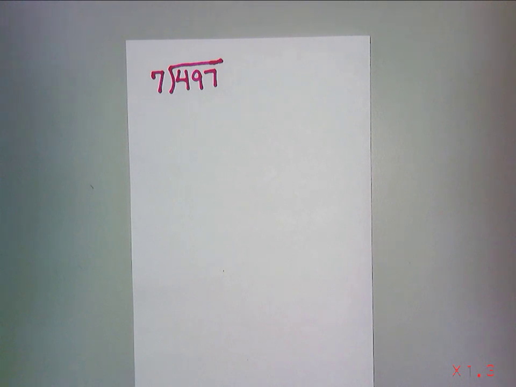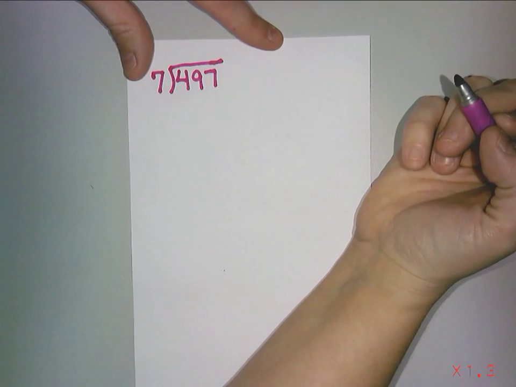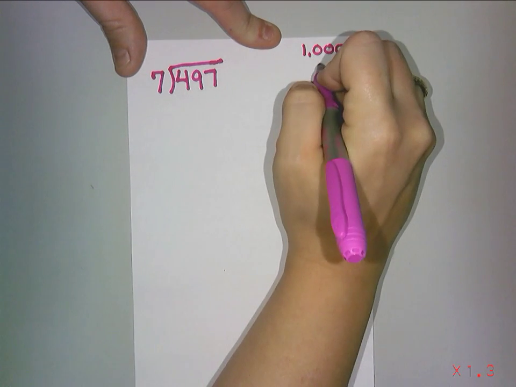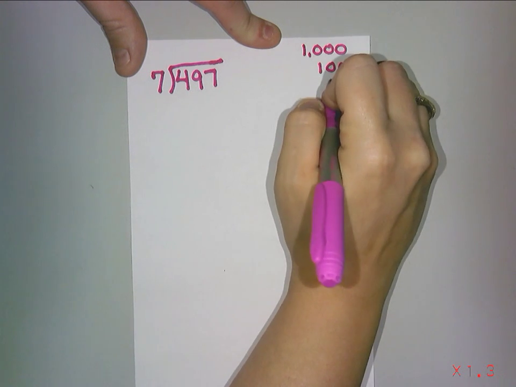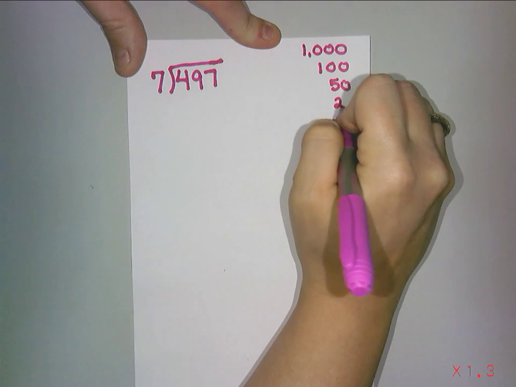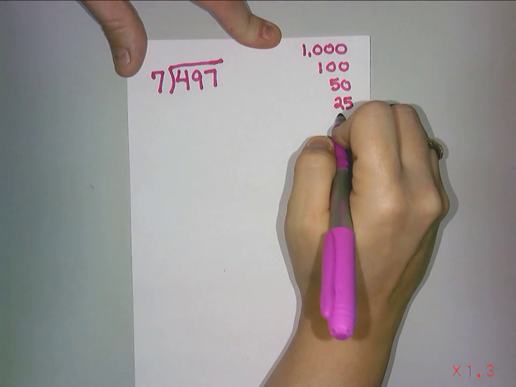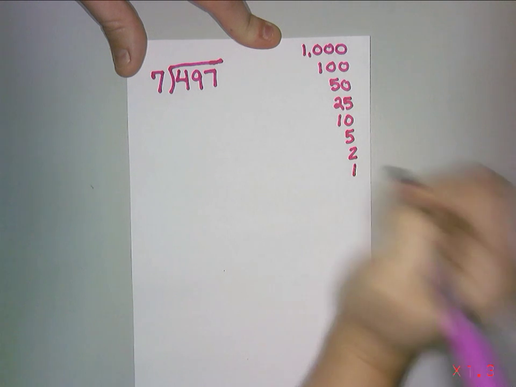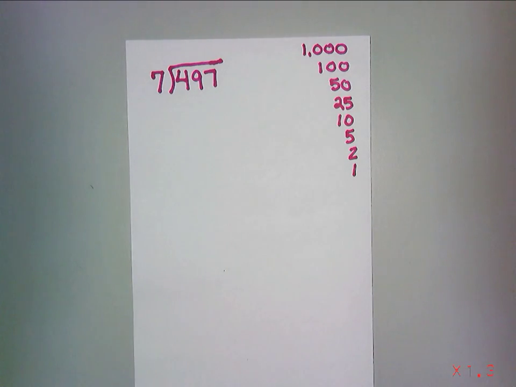Typically, the friendly numbers we're going to use are 1,000, 100, 50, sometimes 25 may be a friendly number, 10, 5, 2, and 1. Now we know this doesn't mean that those are the only numbers you can use, but they tend to make your life a little bit easier when you're trying to come up with things that you can multiply. So I'm going to bring down my line here to make my little lucky 7, and I'm going to ask myself, 7 times what will give me a number that is equal to or less than 497.